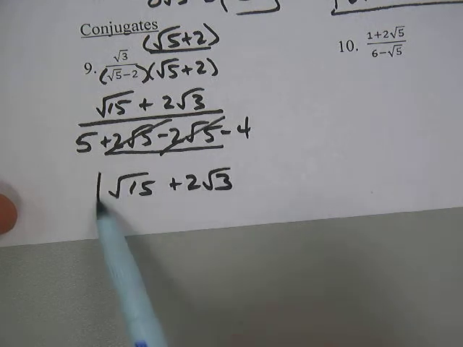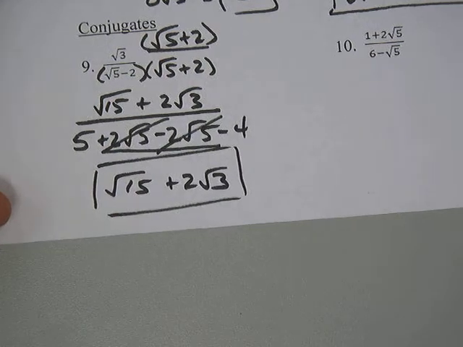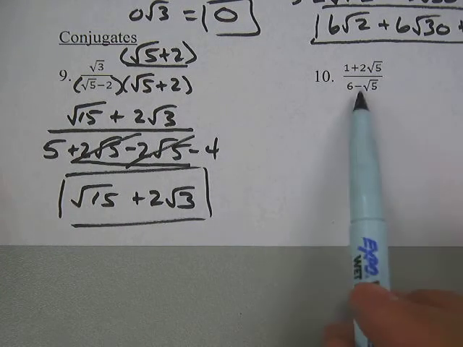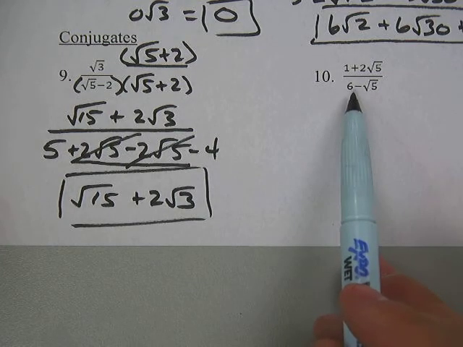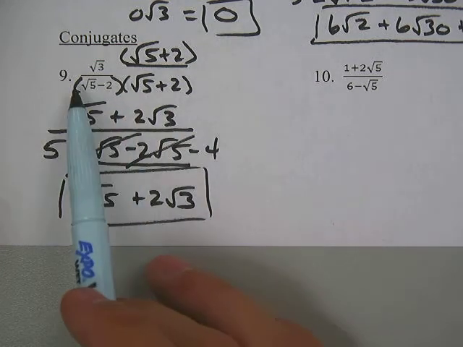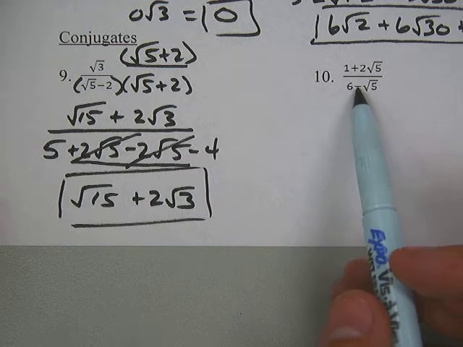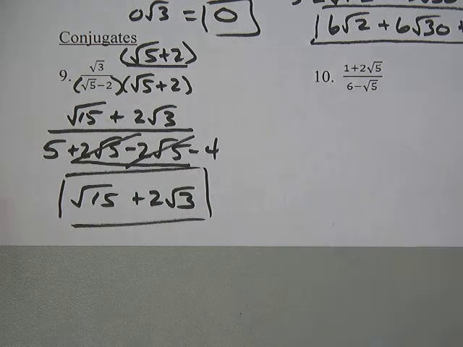And if you multiply by the conjugate, what you'll notice is that these middle terms here always cancel out, which means your radical in the denominator gets eliminated. And so here you notice you go 5 minus 4 is 1, so all you're left with is root 15 plus 2 root 3. And that's it.